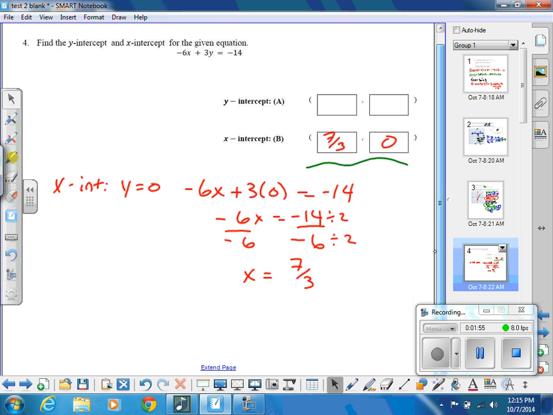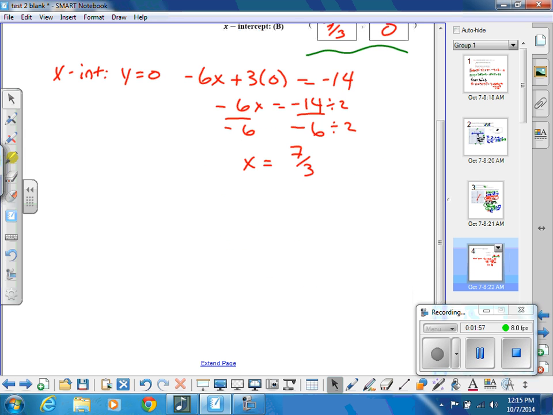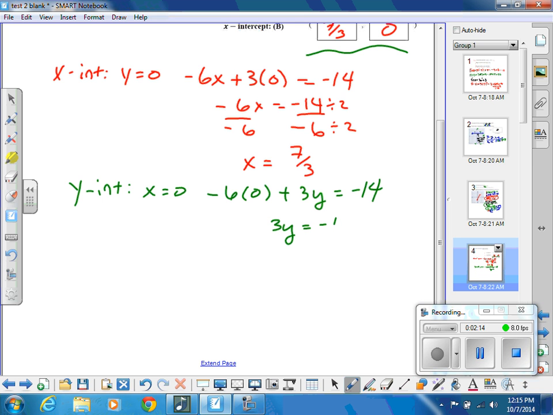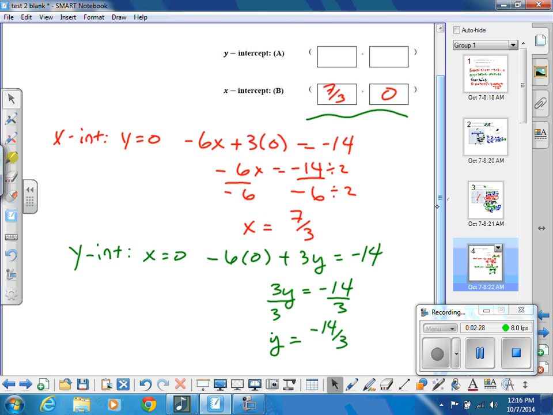So let's keep going. We're going to do the y-intercept now. So the y-intercept, I obviously let x equal 0, the opposite one, and I have negative 6 times 0 plus 3y equals negative 14. Now negative 6 times 0 is going to become 0, and so I get 3y equals negative 14. Now I'm going to divide by 3 on both sides of the equation. y equals negative 14 over 3. I cannot reduce that one bit. So I go back up here and plug that in for my intercept. I'm going to get 0, negative 14 over 3. Okay? And I'm done with this problem.